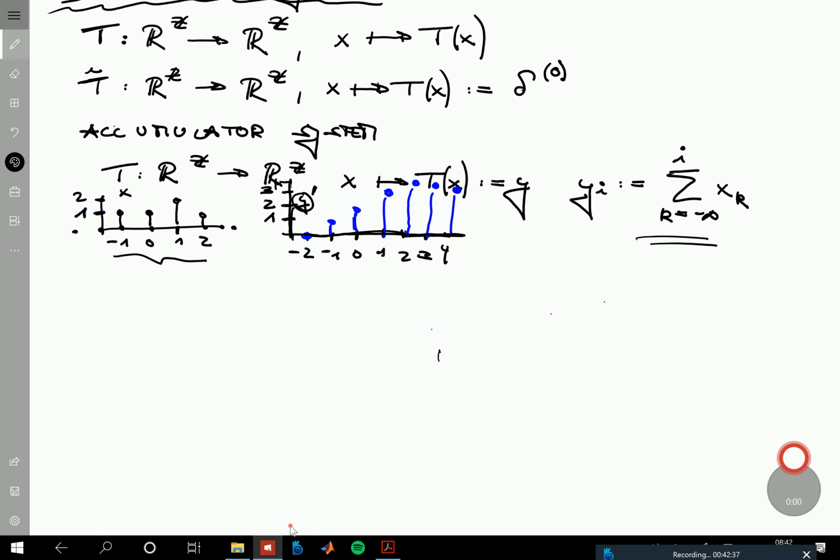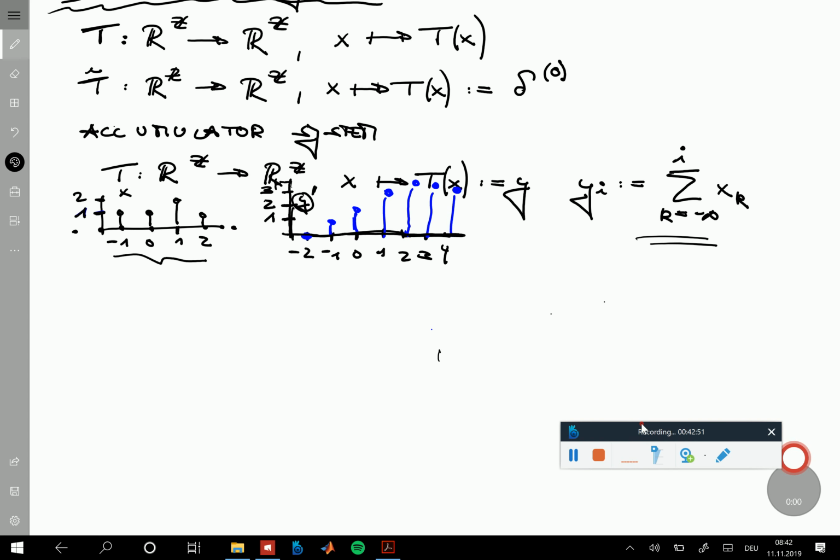Good. Then I would suggest we have a break now. And after the break, now that we have introduced discrete time systems, we will look at the definitions of linear systems and time invariant systems. So let's continue at 5 minutes to 9.